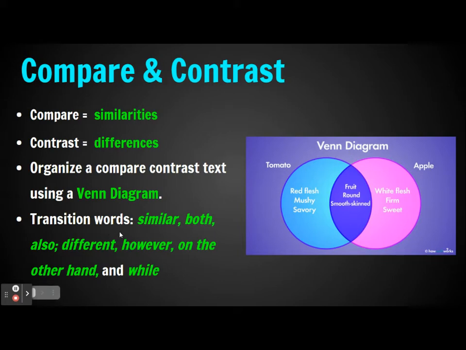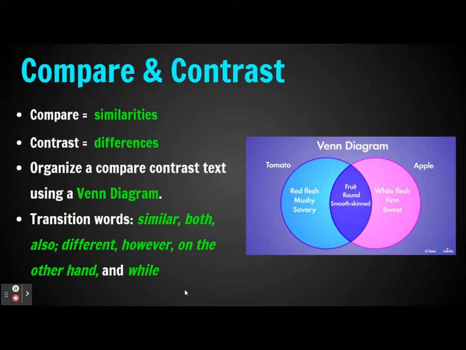Finally, the transition words that I need you to take note of are similar, both, also. Now those three words show compare, similarities, what they have in common. I also want you to write down different, however, on the other hand, and while. Those transition words show differences or how two things are contrasted. Pause the video if you need a little bit more time to write those in your notes and then come back.